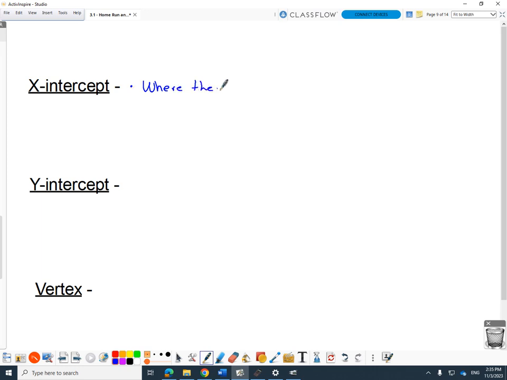Where the parabola hits the x-axis. I hope that's not mind-blowing because we talked about x-intercepts last chapter. There can be 2, 1, or 0. We might not get any x-intercepts here. Depending on where the parabola is, maybe it never hits the x-axis.